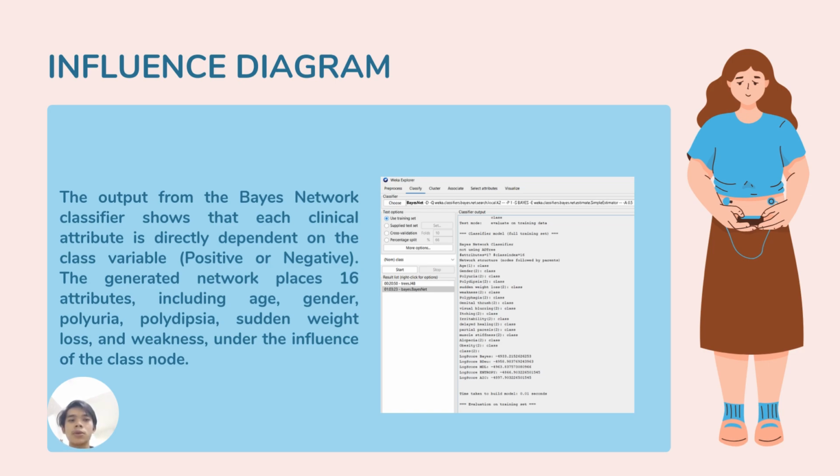And in conclusion, the influence diagram helps us to clearly see the relationship between the class variable and all clinical attributes. It shows the diabetes risk classification is strongly influenced by multiple symptoms and patient characteristics working together.